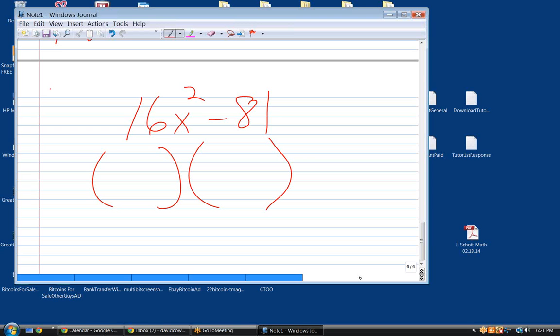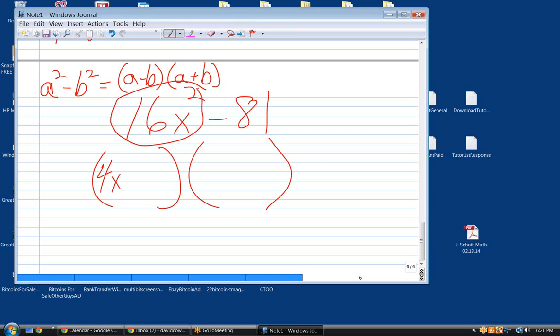So here's what I mean. A squared minus b squared is a minus b times a plus b. Always. So here, what is a? 4x is the square root of that. So 4x minus 9, and then 4x plus 9. Okay.